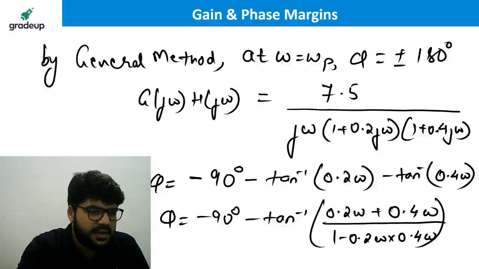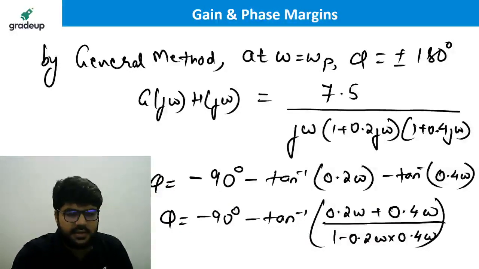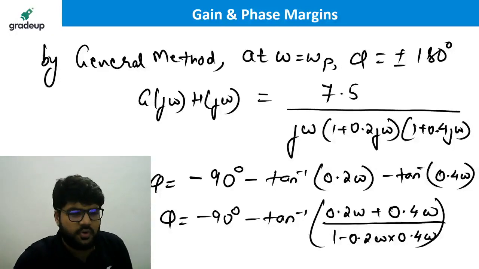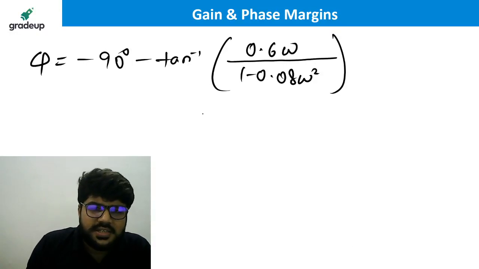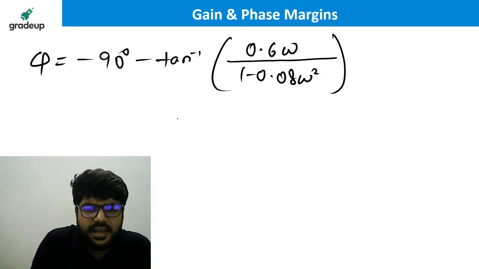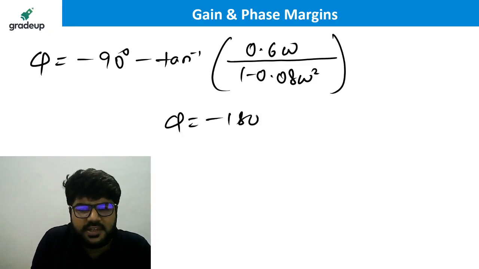Yes, the numerator is correct. Tan inverse A plus tan inverse B is tan inverse of (A plus B) upon (1 minus AB). So 0.2 omega plus 0.4 omega. Now, how do we calculate this? I want the phase to be equal to minus 180 degrees. The phase should be equal to minus 180 degrees.